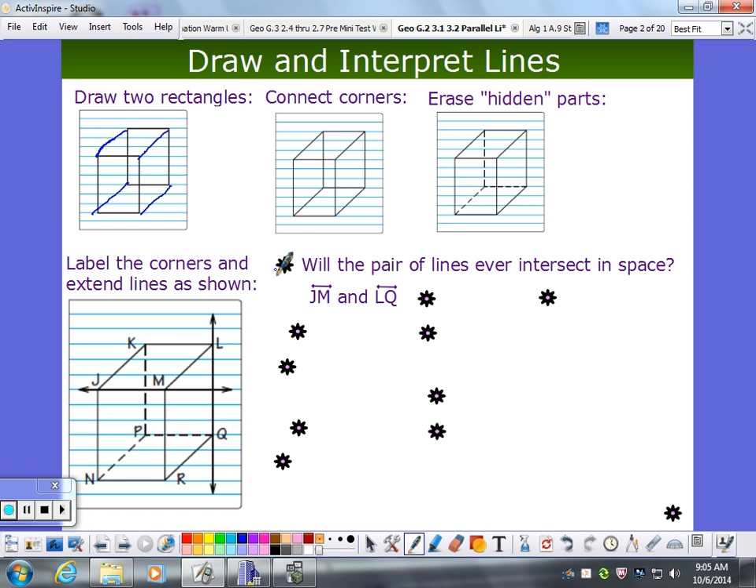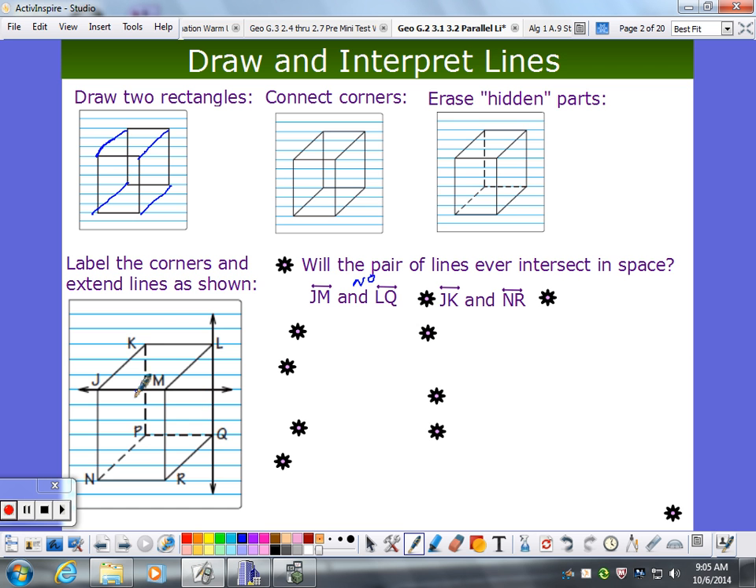So let's look at this. Will the pair of lines ever intersect in space? So I'm going to give you some pairs of lines. And now this is 3D, right? Three-dimensional space. So will lines JM and LQ, think about where that is, will they ever intersect in space? No. How come? Because they're skew. One's in front and one's behind, right? And they're not going to ever touch. So that one's a no.